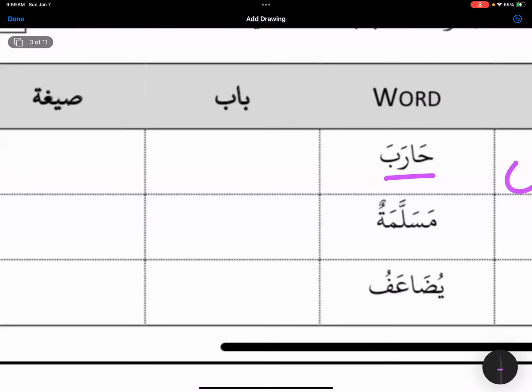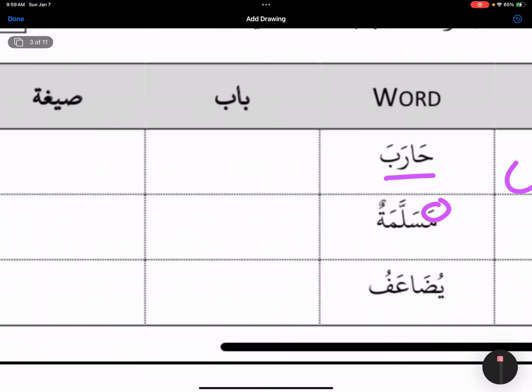Musallamatun. That is Bab Tafa'il, family 2. But there is some problem. Masallamatan, right? Yes, it's a printing mistake. It should be musallamatun.